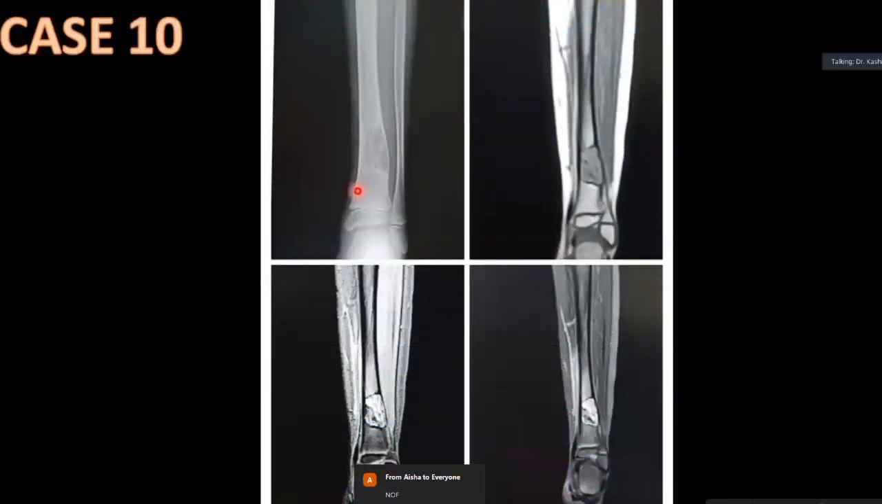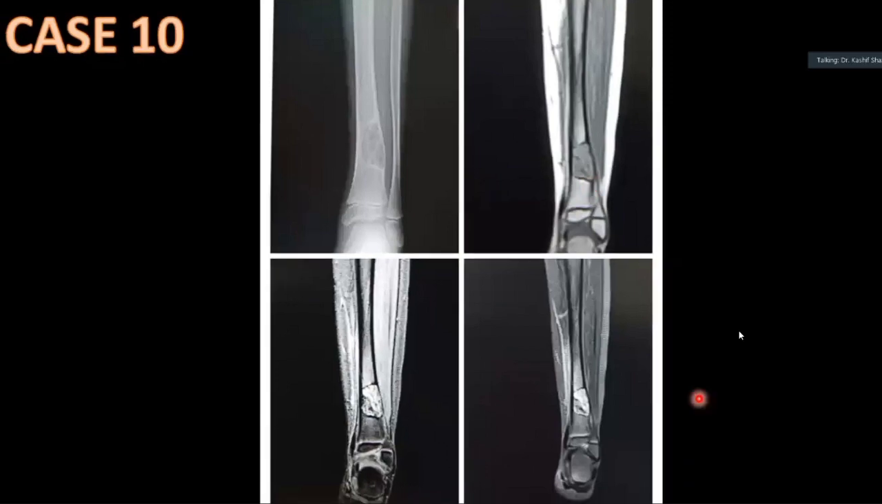Internal septa with narrowed zone of transition, no periosteal reaction or soft tissue. And on MRI, it is iso to hypointense on T1, very hyperintense on STIR image, and showing patchy post-contrast enhancement. This is STIR and this is post-contrast T1 fat set. So differential diagnosis for this. So this is a case of non-ossifying fibroma.